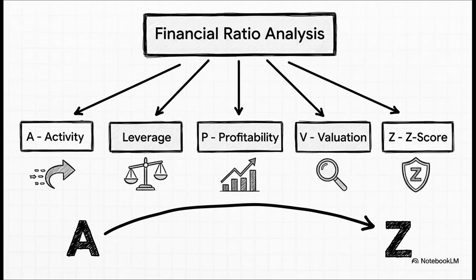But here's where it gets really interesting. This one concept, F16.2, branches out into 26 distinct categories, one for every single letter of the alphabet. A is for activity ratios, L is for leverage, P for profitability, all the way down to Z for the Z-score bankruptcy predictor. It's a complete A to Z framework that organizes an entire field of study.